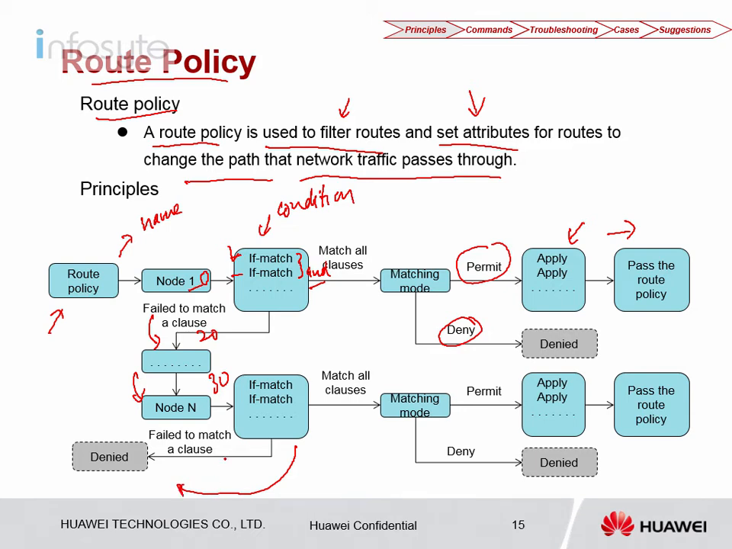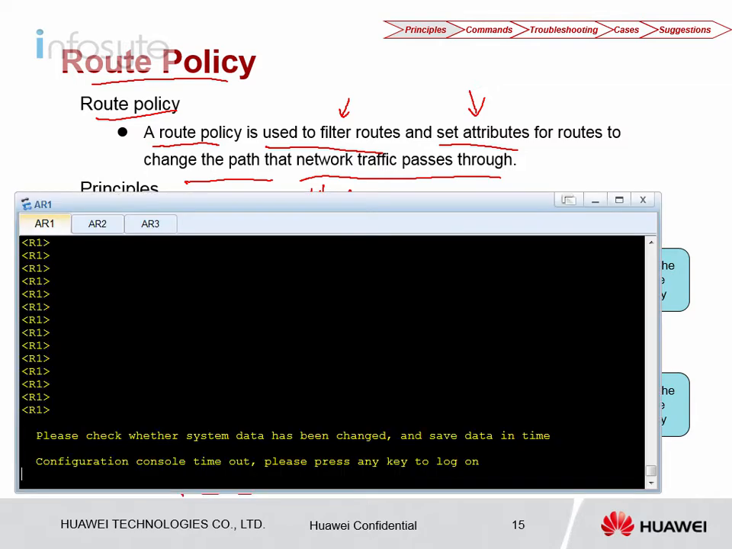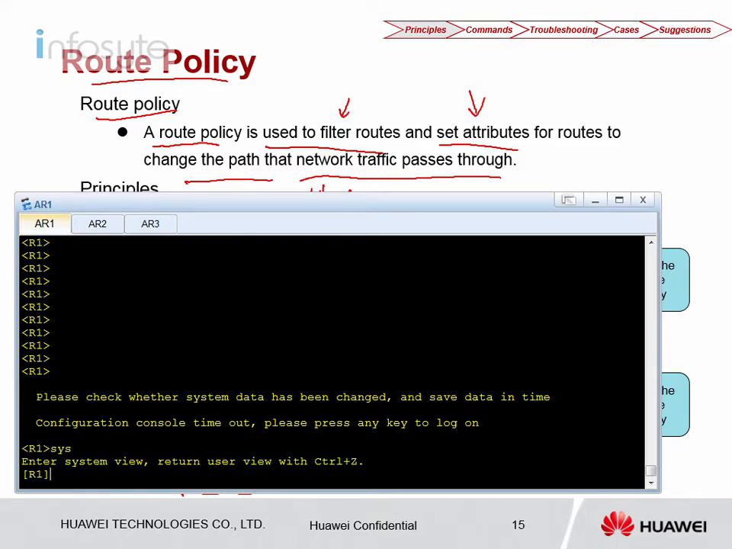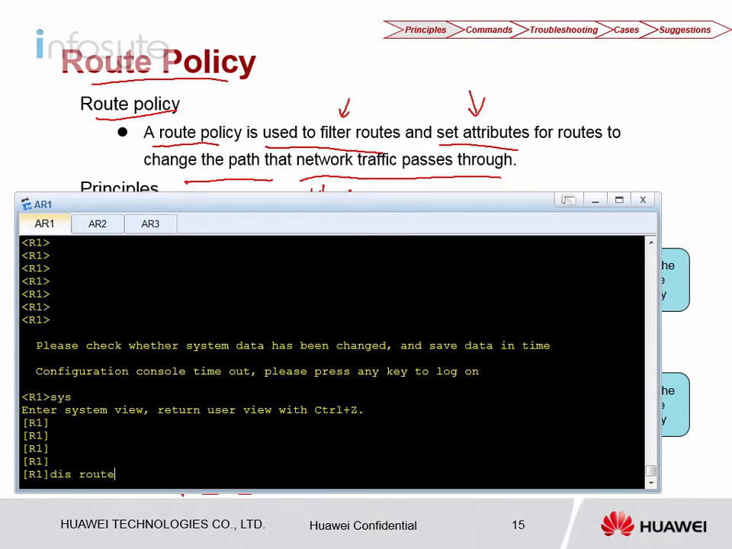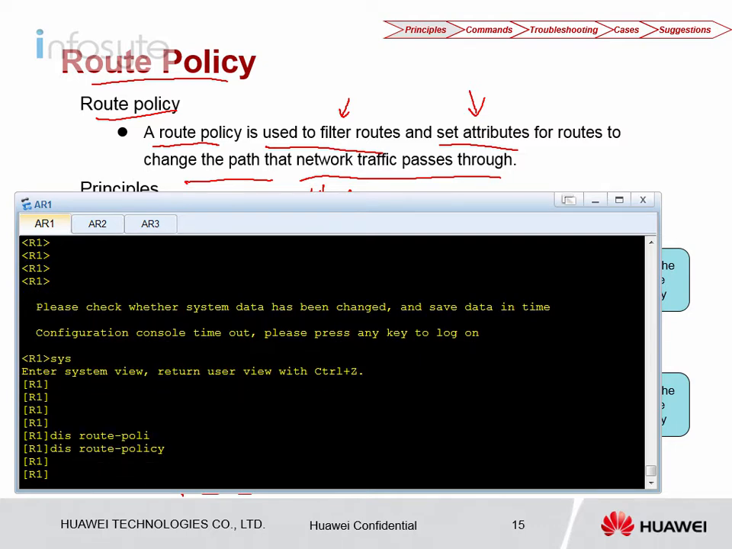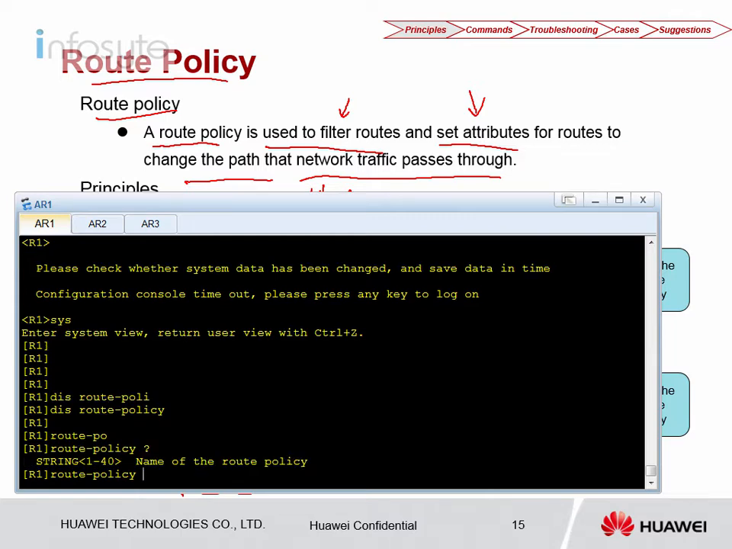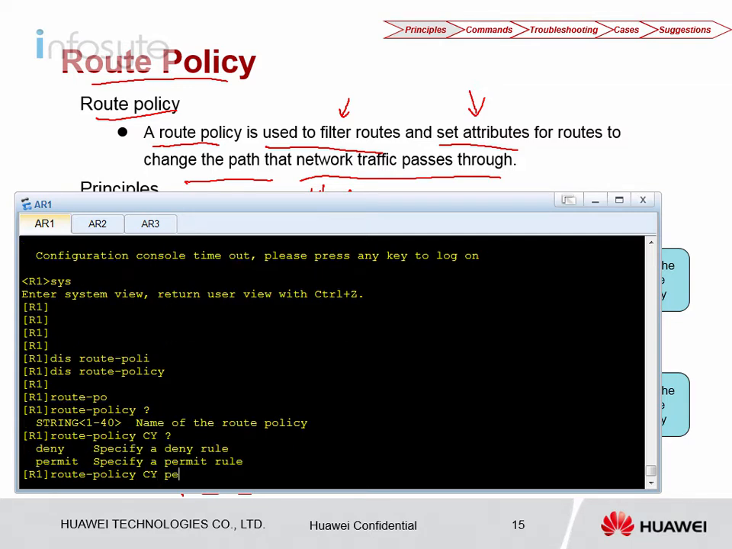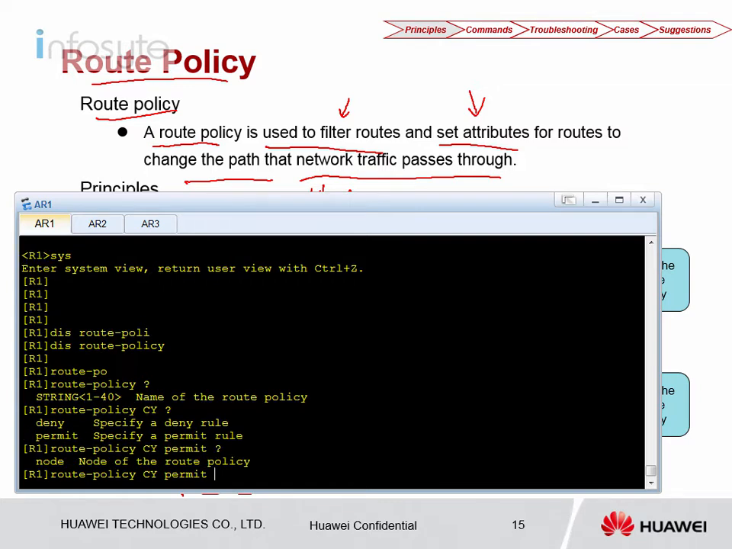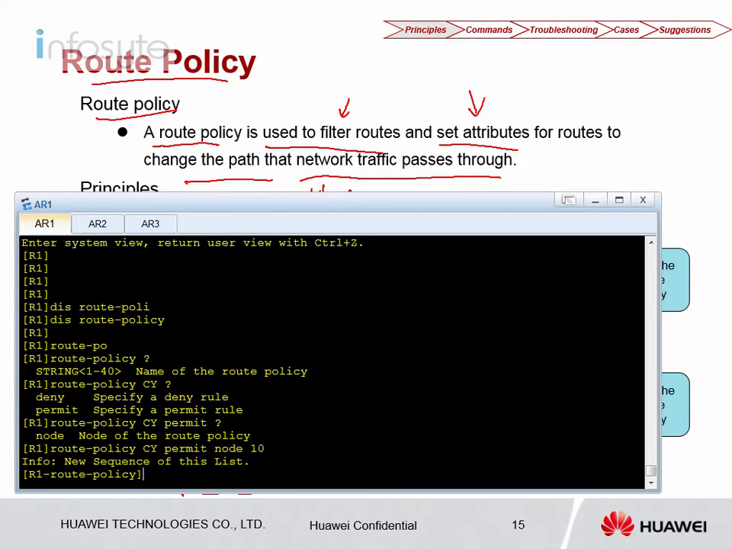Let me show you how this route policy is configured and its logic. I have here router 1, and I'm going to show you the policy here. First, if you want to see a policy, you do a display route policy. So this router is clean. I'm going to create a policy with a policy name. I'm going to call the policy CY. Then followed by the action, I'm going to do a permit with a node. I'm going to start with node 10.